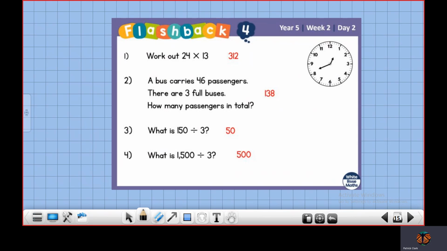What is 150 divided by 3? Well, you might notice that looks a lot like 15 divided by 3, doesn't it? And the answer is 50 instead of 5 this time. And what is 1,500 divided by 3? Well, you might notice that looks a lot like 15 divided by 3. And the answer isn't 5 this time, it's 500. We're really looking at place value now, aren't we?